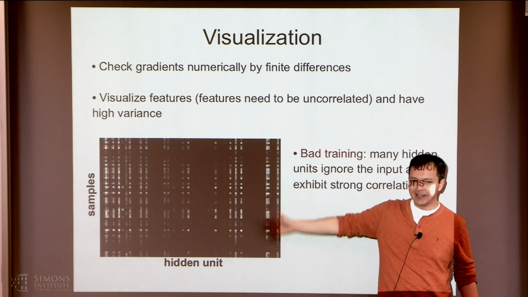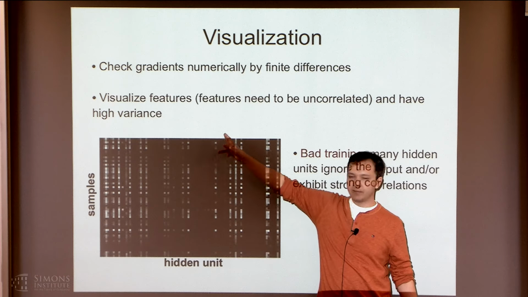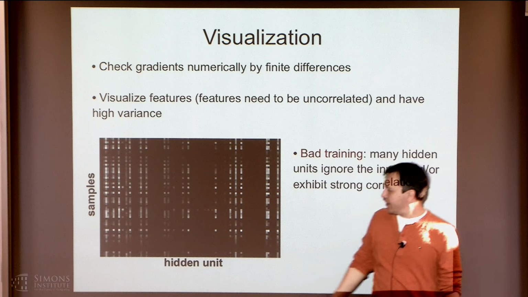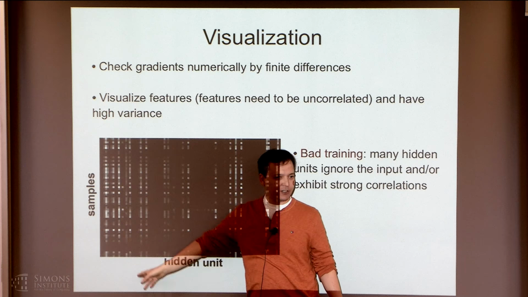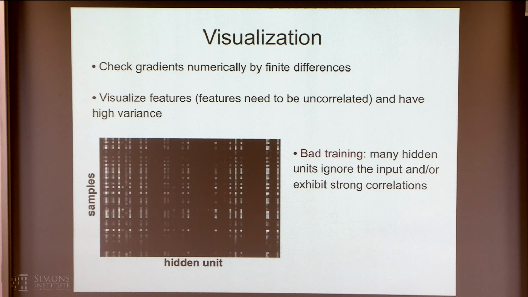If you're learning something like this, this is bad. This is essentially saying that there is one hidden unit that's pretty much not doing anything across all samples, or there are hidden units that are basically replications of each other. So they both do the same thing. Generally, these are heuristics that people look at when training these models to say, is it doing something reasonable? Precisely because it's a non-convex optimization problem.